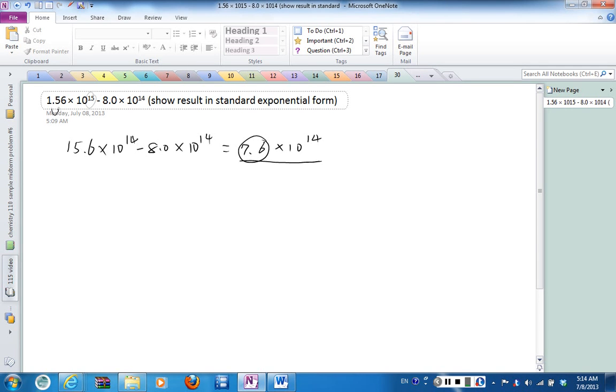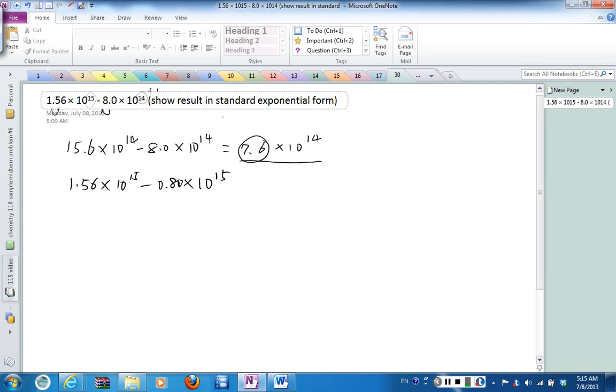What if you want to match both of them in the 15th, 10 to the 15th power? Are we still going to get the same results and apply the same rules? You bet. Let's see. 1.56 times 10 to the 15th power. I'm going to change the 8.0 times 10 to the 14th to match that, which means I need to add 1 onto the 14th. And if I add 1 there, I need to move the decimal one place left. So instead of 8.0, it's 0.80 times 10 to the 15th power.